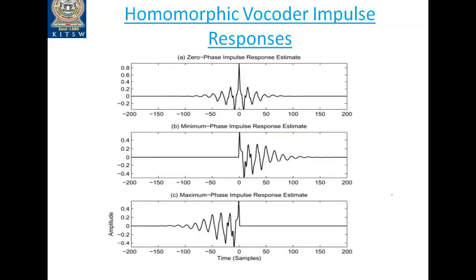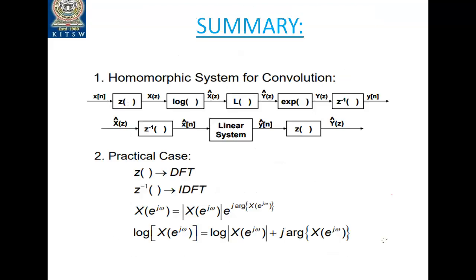So these are the homomorphic vocoder impulse responses. The zero phase impulse response occupies the complete duration of the pulse sequence, the left side and the right side of zero. When it comes to the minimum phase impulse response, we are able to see only the right side of zero. And when it comes to the maximum phase or non-minimum phase, the signal is available only on the left side of zero.